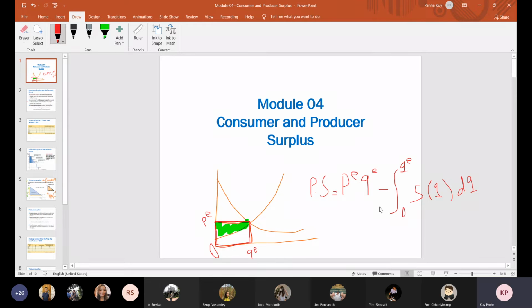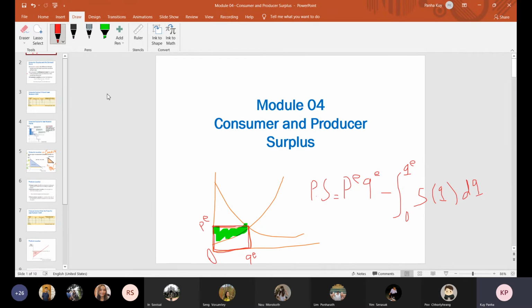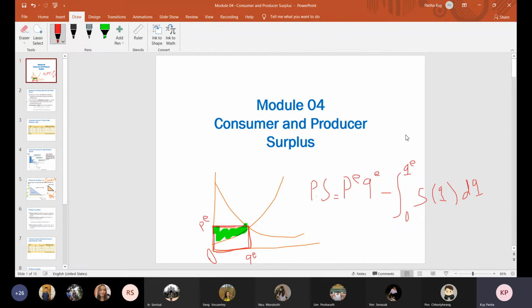So we can get this area, the green one that I just highlighted for you. So far, so good? Yes, lecturer. Very good, thanks. If you don't have any questions, I may move to another module.